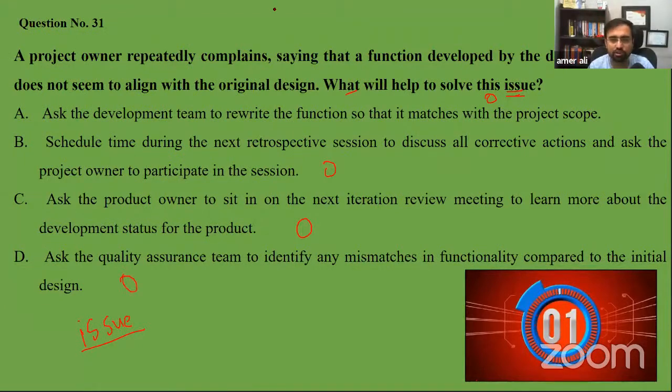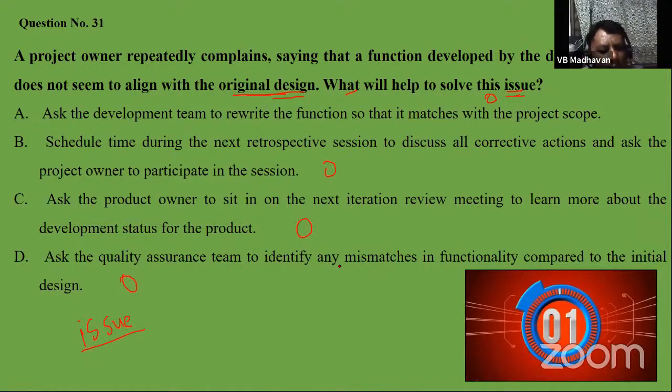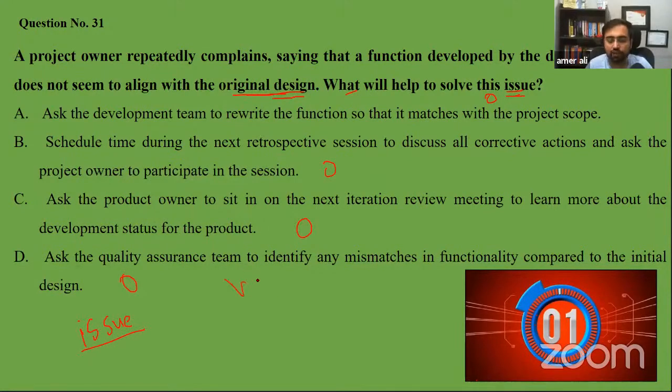Okay, let's go to the question. A project owner repeatedly complains saying that a function developed by the development team does not seem to align with the original design. So the project owner is saying that the function does not align with the original design. This means we are not doing something that is according to the scope. Ask the quality assurance team to identify any mismatch. What will this do? We are verifying whether the deliverable is correct with respect to the scope. If it is correctly in the scope, that is validate scope. Does quality have anything to do with validating scope?